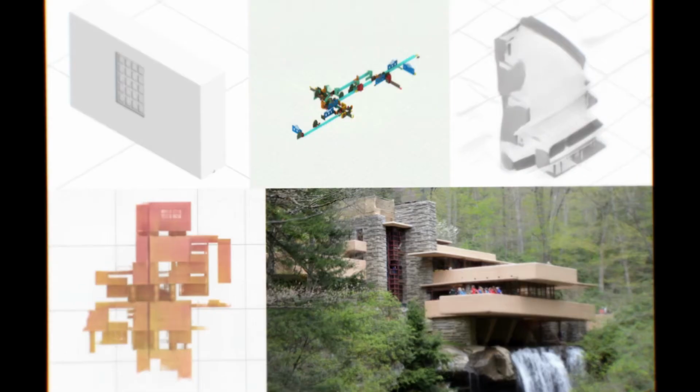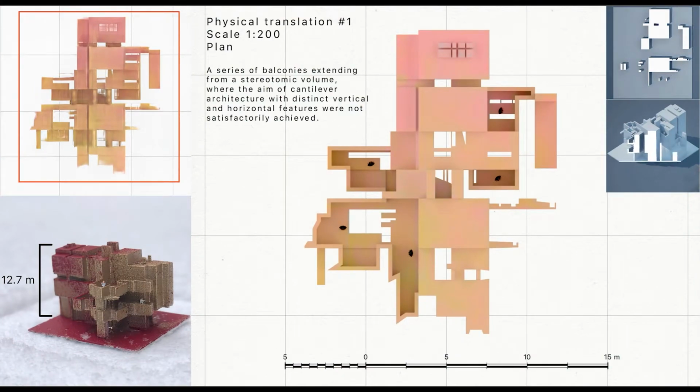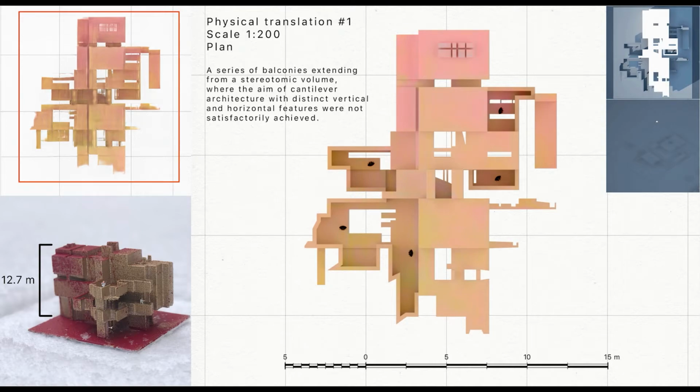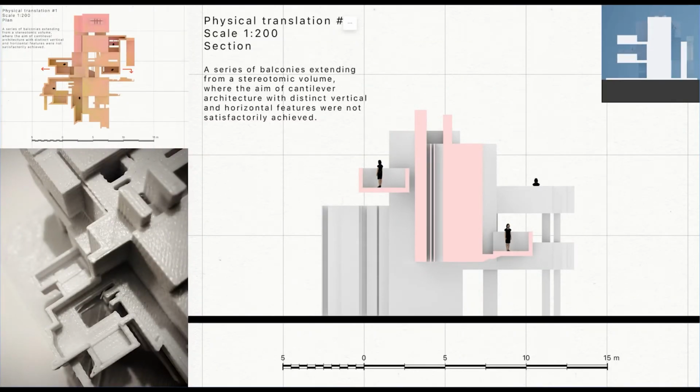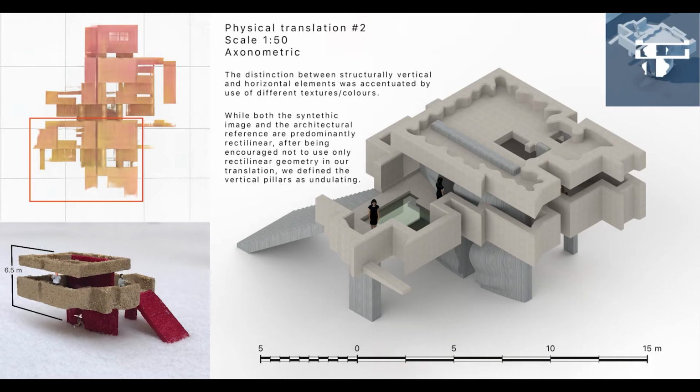In our first attempt, in a physical translation of 1 to 200 of the whole image into a series of balconies extending at different heights from a stereotomic volume, the aim of the cantilever architecture guided by the Falling Water reference was not satisfactorily achieved, as the model turned into a very volumetric one, where the relationship between horizontal and vertical was not very distinct nor accentuated. Thus, when zooming in on roughly half of the synthetic image in a physical translation of 1 to 50, we allowed ourselves to become increasingly inspired by the Falling Water reference.